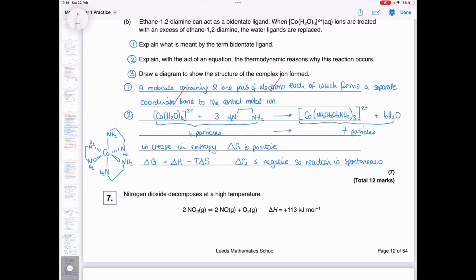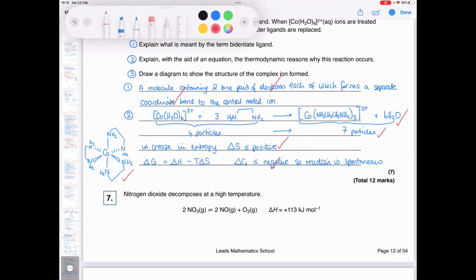Then we've got cobalt hexaaqua 2 plus and 3 lots of ethane 1,2-diamine. Okay, so that equation is correct. Increase from 4 particles to 7 particles. Increase in entropy, delta S is positive. Delta G is negative, which also needs to be mentioned. And then we've got the diagram here with the right number of hydrogens. That's good. Excellent. We've got all the marks there.